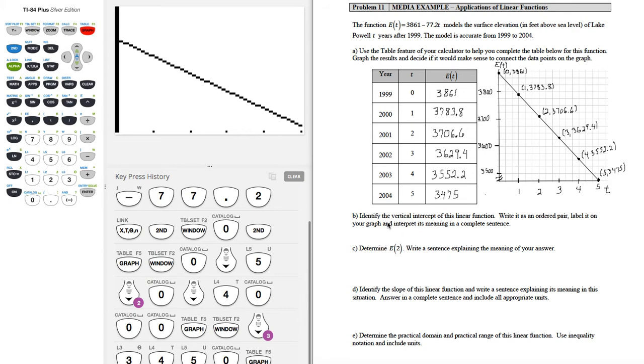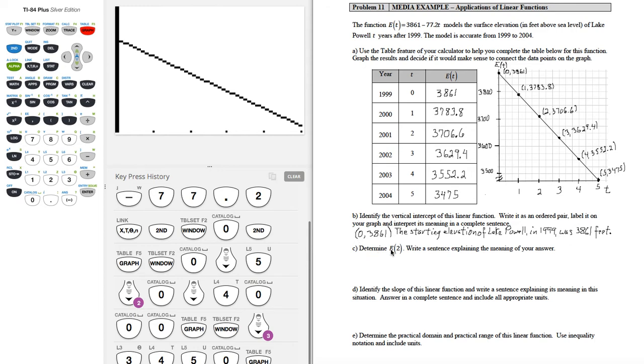So let's go to part B, identify the vertical intercept of the linear function, which is (0, 3,861). Written as an ordered pair, it's labeled already on the graph. And in a complete sentence, what this means is the starting elevation of Lake Powell in 1999 was 3,861 feet. So you can see that sentence written out here.